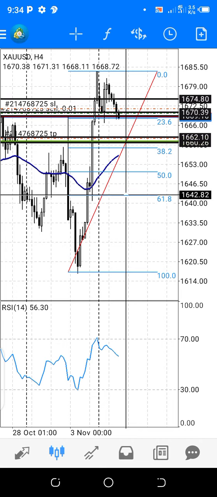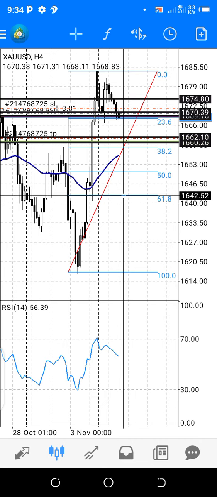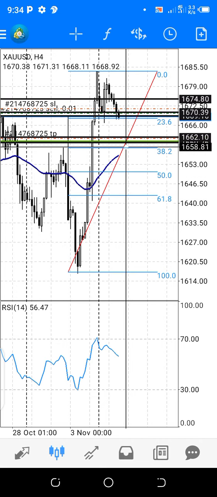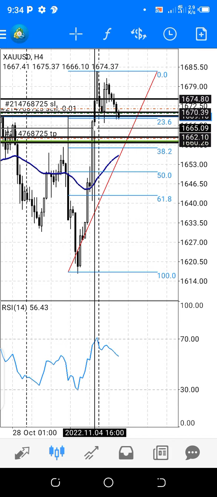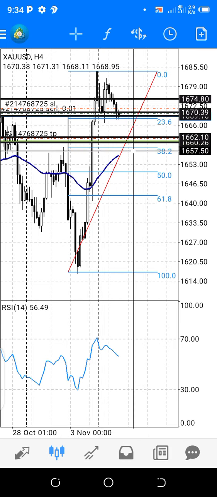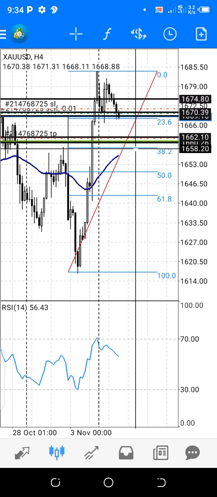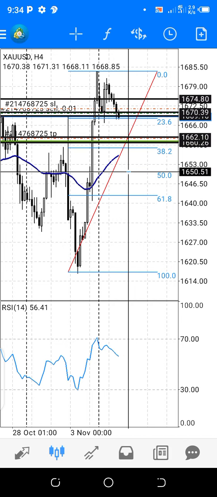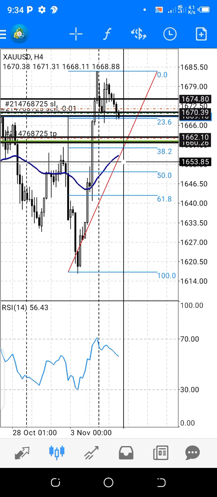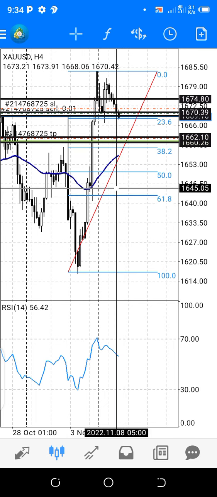61.8. Is there any resistance? Okay, if it eventually breaks this 23.6, then it will come to this very place. If it eventually breaks this zone also, it will come to 38.2. If it eventually breaks this zone also, we are still going to look at this 50. If it eventually breaks this, we are going to 61.8. And so this is the Fibonacci retracement.